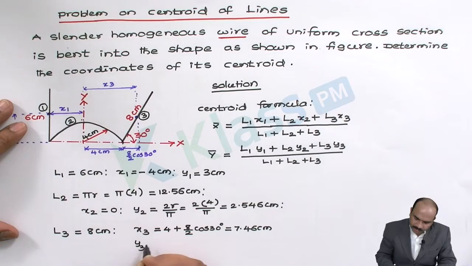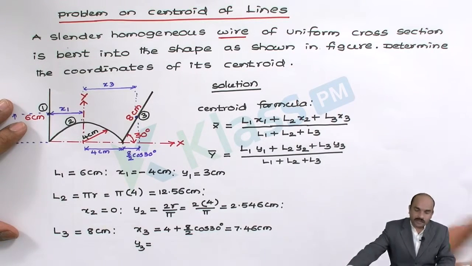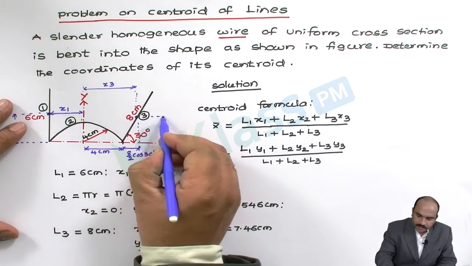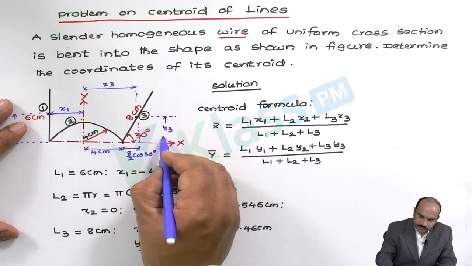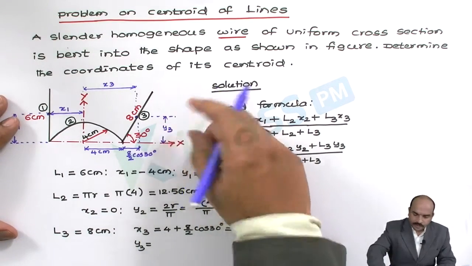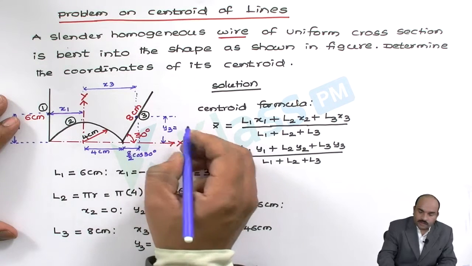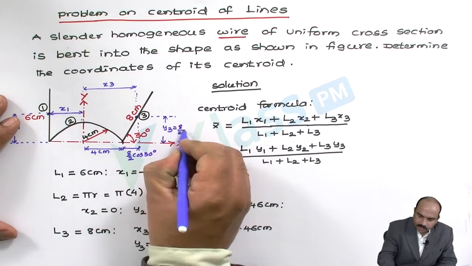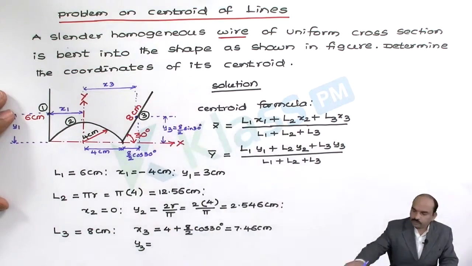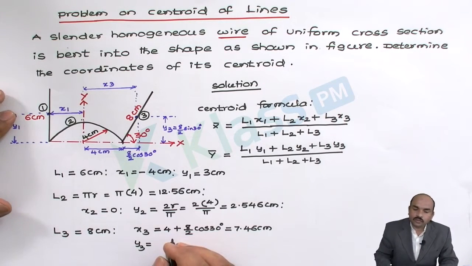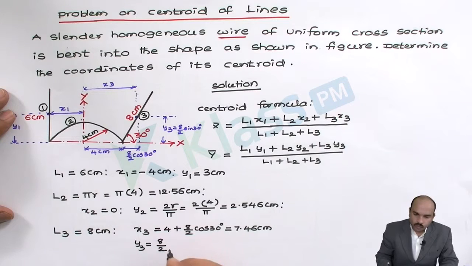Now similarly, let us calculate y3. So y3 is the distance from the center of the third line up to the x-axis. So this length is y3. We know the formula for this, that is directly 8 by 2 sin 30. So this is the y3 value. Its value we are getting as 2 centimeters.